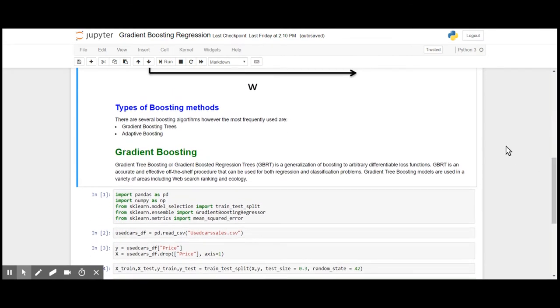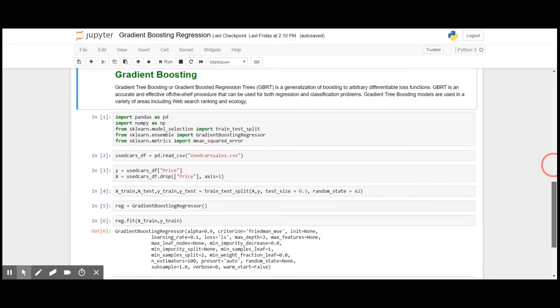There are basically two types of boosting that we generally use: gradient boosting trees and adaptive boosting. Gradient boosting tree, or gradient boosted regression tree, is a generalization of boosting to arbitrary differentiable loss functions. GBRT is an accurate and effective off-the-shelf procedure that can be used for both regression and classification problems. Some basic uses of gradient boosting trees are in web search ranking and ecology.